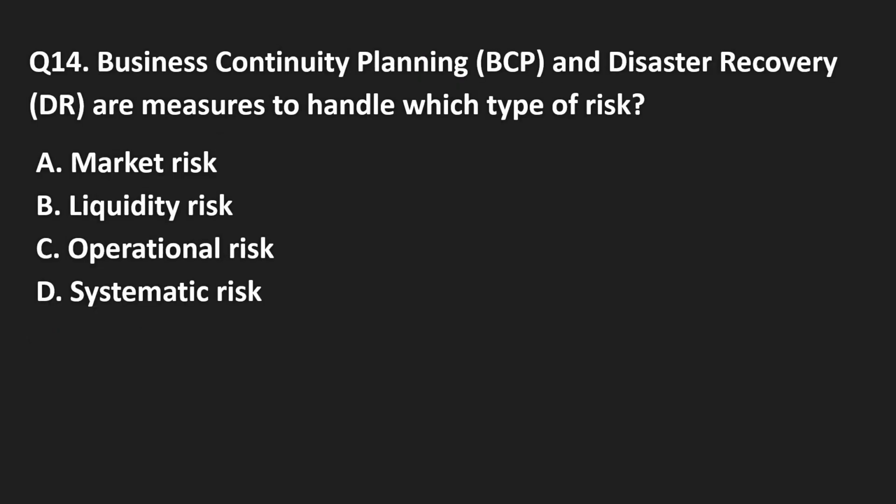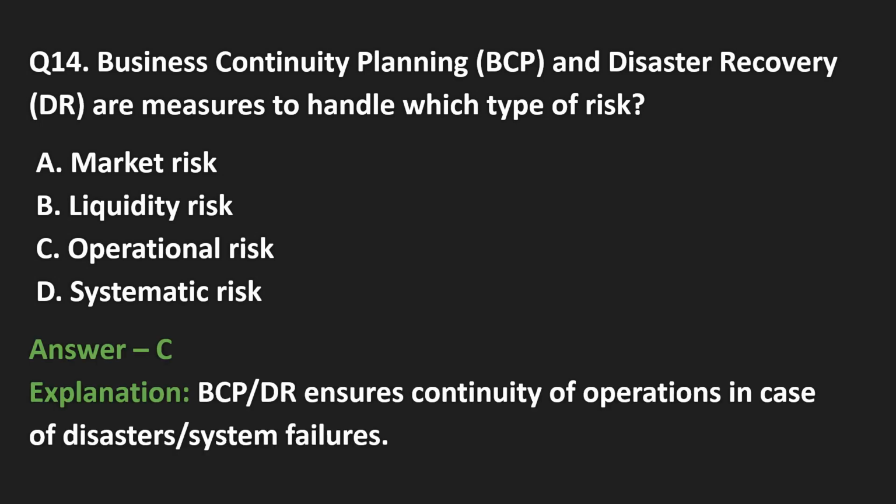Next question. Business continuity planning and disaster recovery are measures to handle which type of risk? Option A, market risk, option B, liquidity risk, option C, operational risk, and option D, systematic risk. Correct answer is option C, operational risk. Business continuity planning and disaster recovery ensure continuity of operations in case of disasters or system failures.